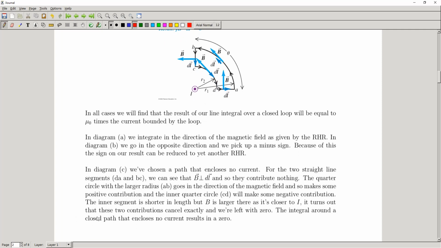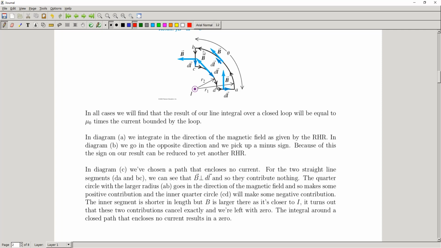So what's happening here? Let's take a look at the contributions from each of these four sections separately. We have them labeled here. These corners are A, B, C, and D. So we can talk about the straight line segments DA and BC, and then we can talk about the curved segments CD and AB.